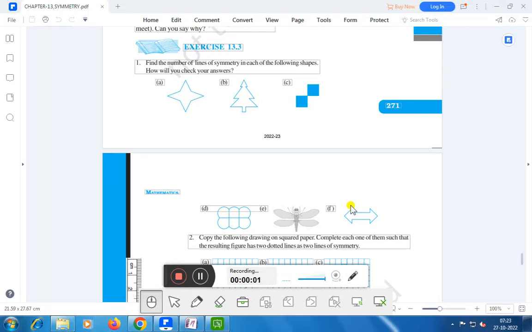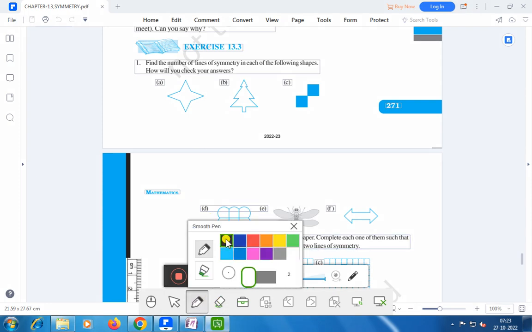Hello everyone. Today we shall discuss exercise 13.3. Find the number of lines of symmetry in each of the following shapes. How will you check your answer? Let us find the various number of lines.